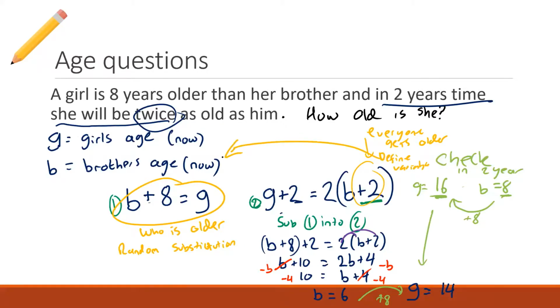Make sure that you remember for an age question that it's the brother's age now or the sister's age now. So that means when you want to find out how old they will be in 10 years, you have to add 10. In 20 years, you have to add 20, so on and so forth.